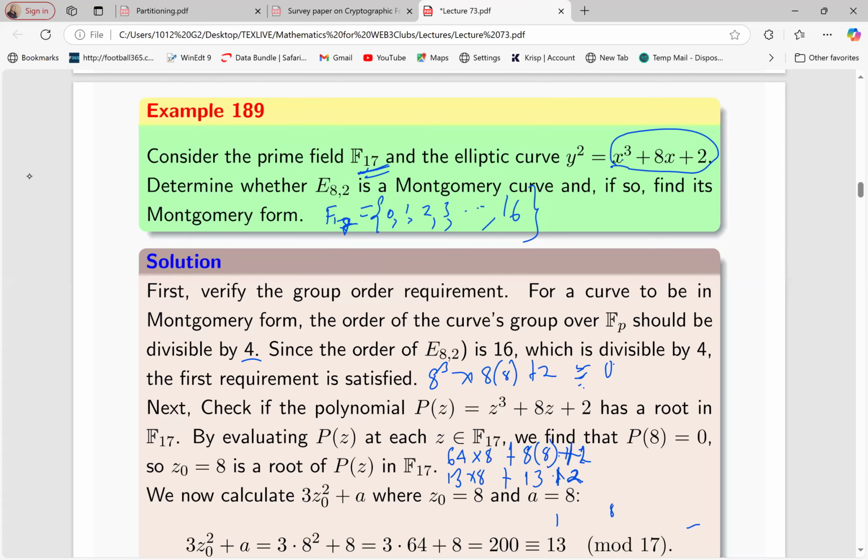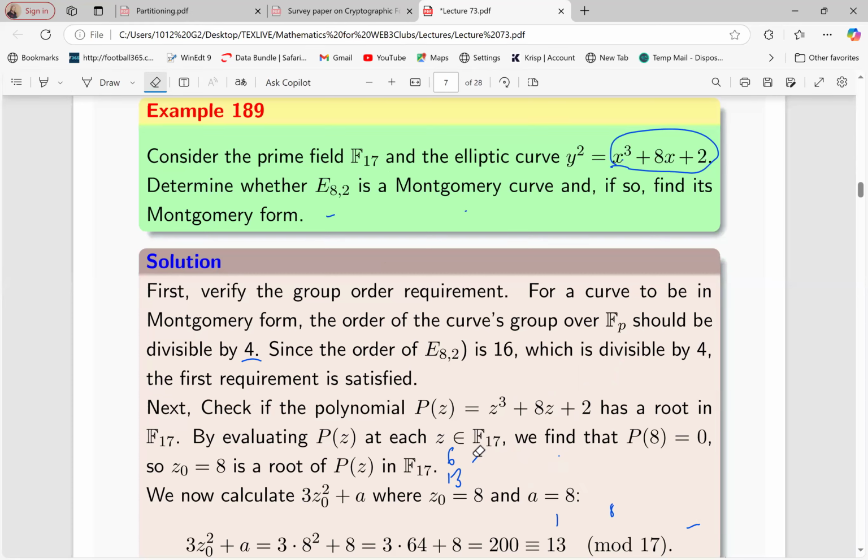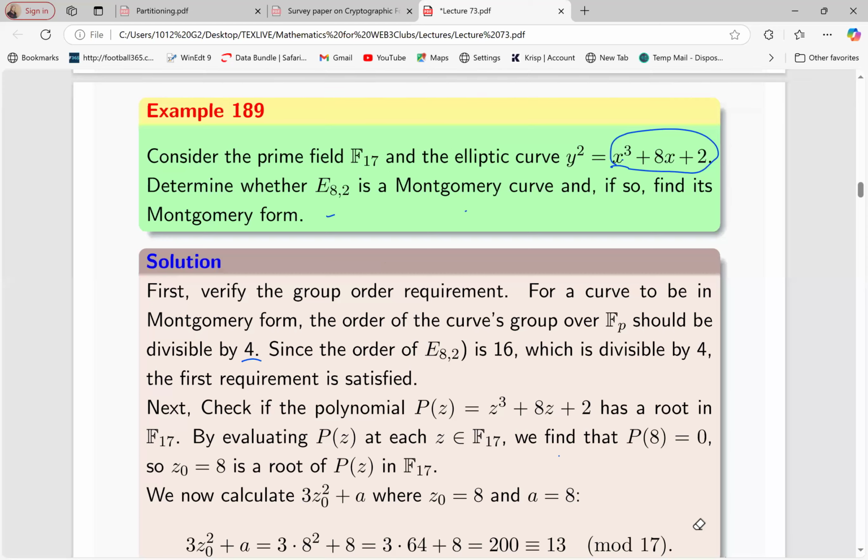119 divided by 17 goes there 7 times, and the remainder is 0. So 8 is a root. So the second condition has been satisfied. What is the third and last condition? The third and last condition is now to take this root, multiply by 3, and then add a to the result and see whether the result that you get has a square root.